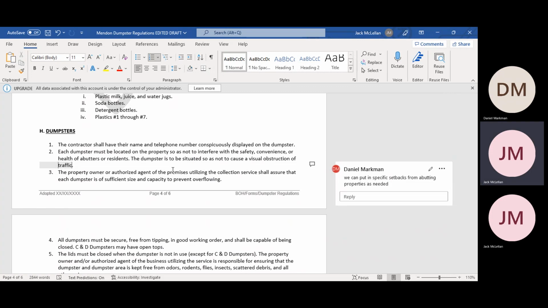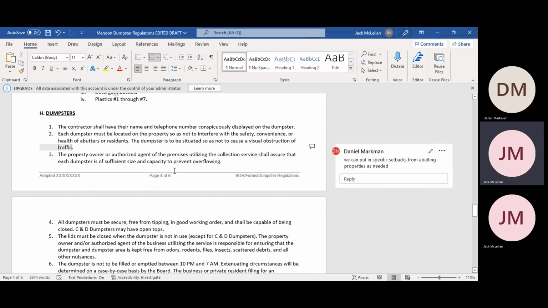Okay, I had no issues with the word traffic. I thought that should be understood. Where are we? Dumpsters, section H, number 2. The dumpster should be situated so as not to cause a visual obstruction of traffic. I didn't think we had to define traffic. Well, traffic could be if you're coming out of somebody's driveway and their dumpster is right at the end of the driveway. But you know, it could be pedestrian traffic, it could be vehicle traffic. People need to be able to see.